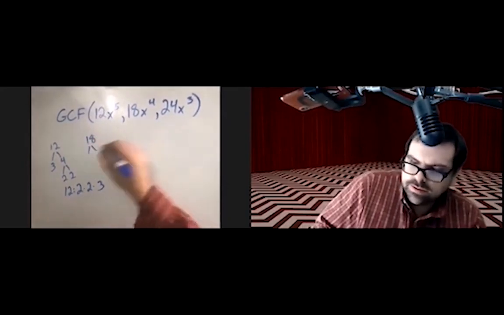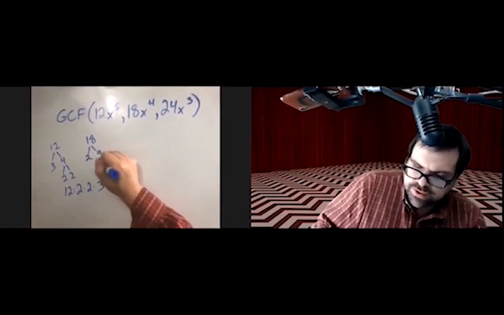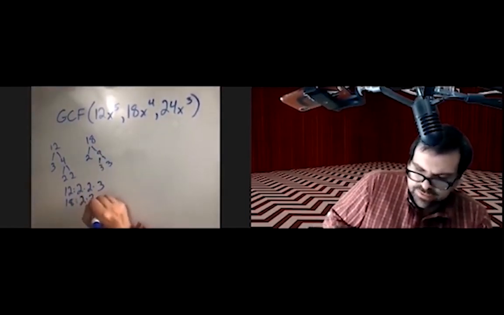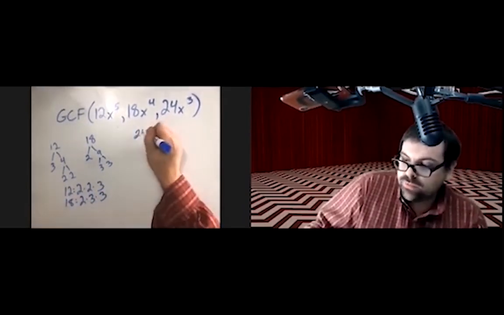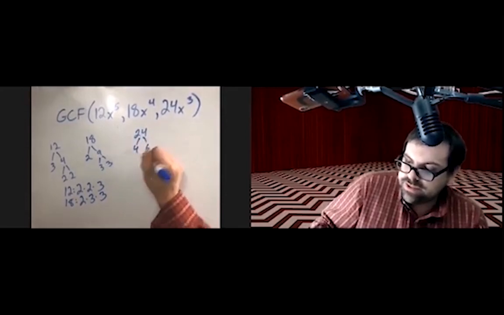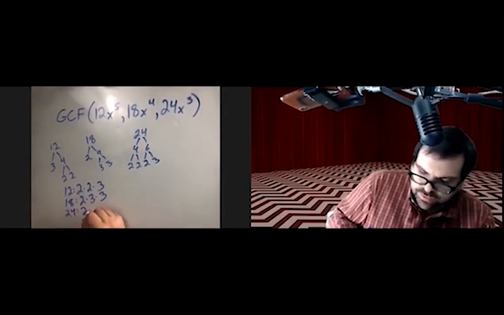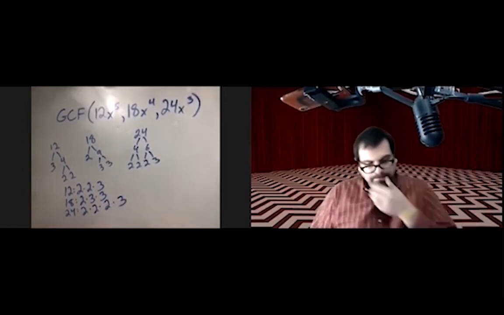18 is 2 times 9. 9 is 3 times 3. That means 18 is 2 times 3 times 3. 24 is 4 times 6. 4 is 2 times 2, 6 is 2 times 3. 24 is 2 times 2 times 2 times 3.